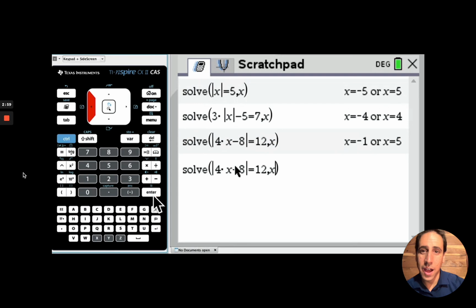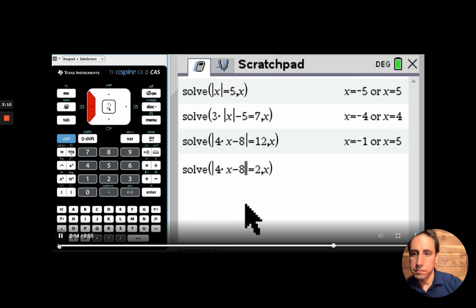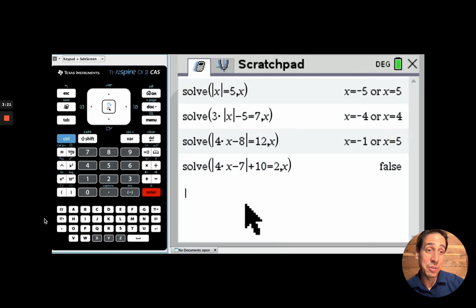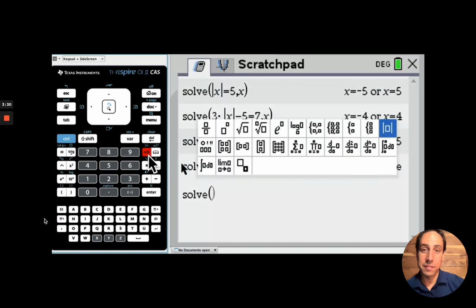Up arrow twice to highlight it, hit enter, and then you can see it copies and pastes it for you. Let's change it around a little bit more. And let's go to, let's see, absolute value of 4x minus 7 plus 10 is equal to 2. Solve it for x, and it actually gives you false. It says you can't solve it for that. There's no solutions. Empty set is the answer, which we found algebraically.